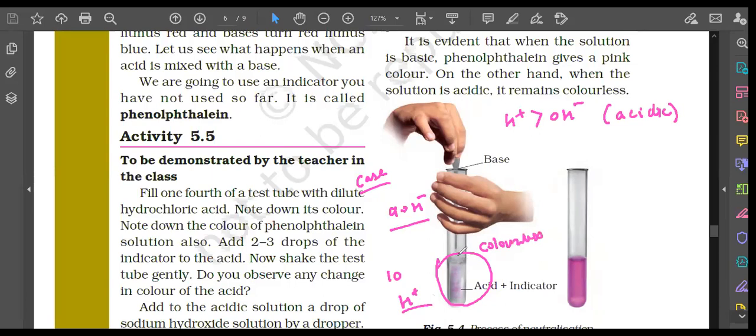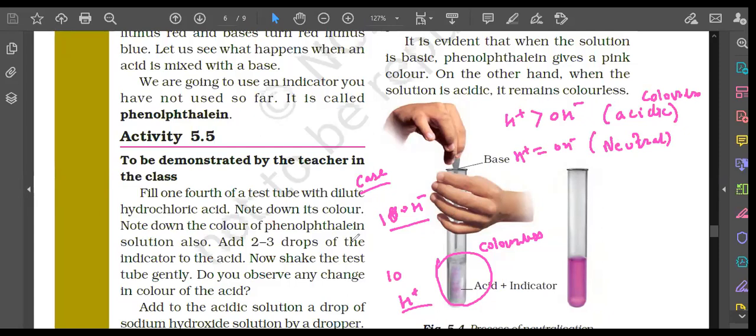Now if you give 10 H plus and 10 OH minus, so H plus is equal to OH minus. The solution will be, tell me, what? Neutral. The solution still will be colorless. I'm taking the example of phenolphthalein. Abhinav, that we will explain. Don't worry about that.